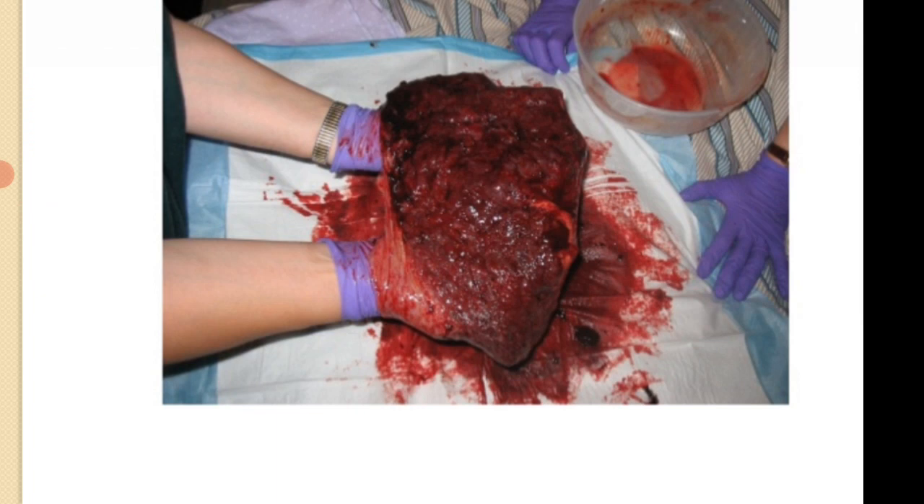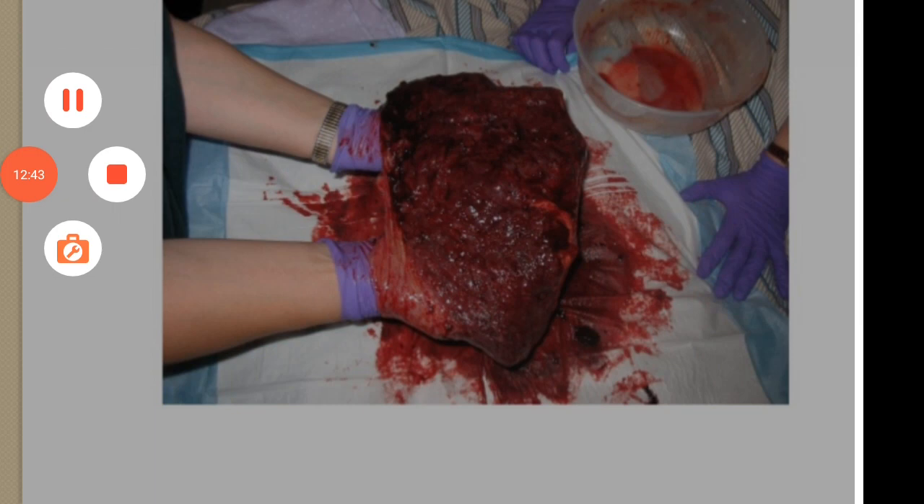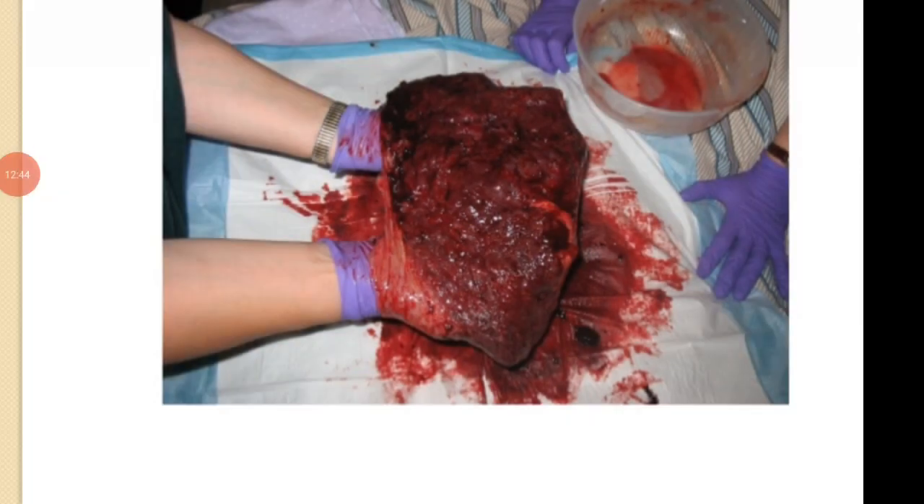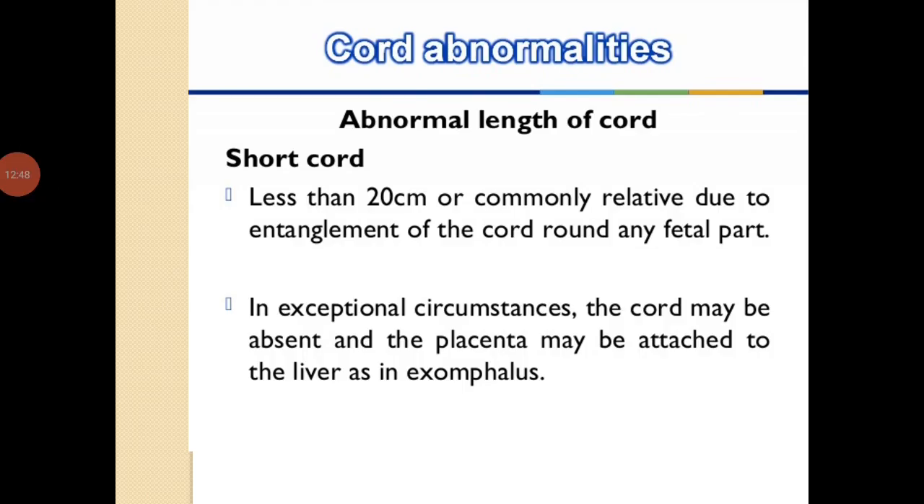Next one is tumors, which are found in association with prematurity and polyhydramnios. Then syphilitic placenta. It is an abnormally large, pale and yellow-gray colored placenta. These are the abnormalities of placenta. Next to this, we will discuss the cord abnormalities.